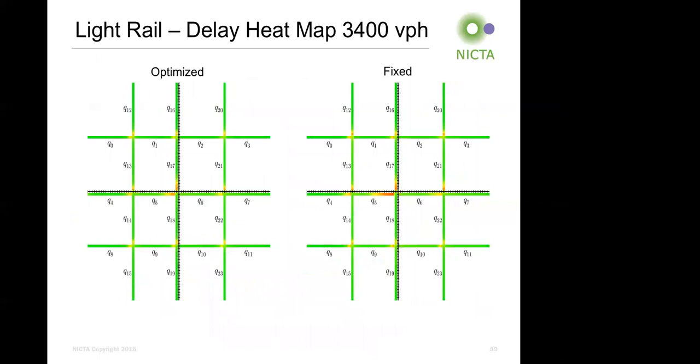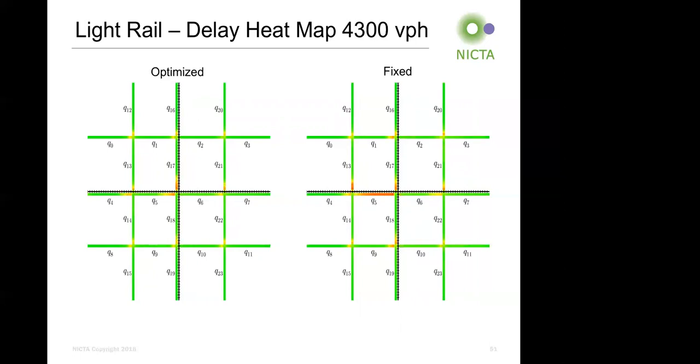And if we look at some heat maps again of that, on the left we have the optimized controller with the light rail, and on the right we have the fixed controller with the light rail. And this is for a traffic volume of 3,400 vehicles per hour. You can see where red represents delay, you can see the increased level of delay there, particularly around the central intersection where the two light rails cross each other.